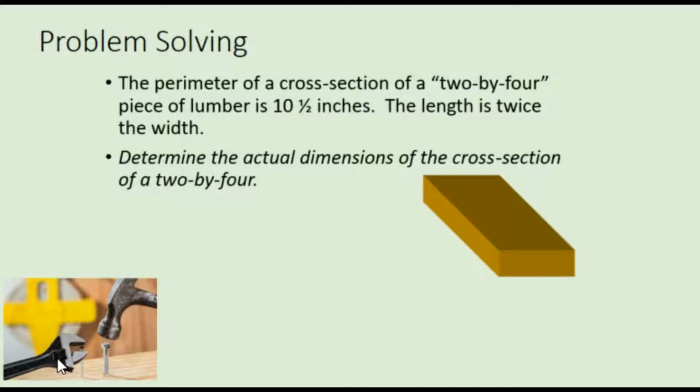So here we have our 2x4 with two unknowns. We don't know the dimensions of the length or the width. We'll use information given in the problem to generate our two equations. And the first equation is going to come from the mention of the perimeter being 10 1/2 inches. Perimeter is the distance around this rectangle, which means we will have two lengths plus two widths, which is equal to the perimeter that's given in the problem.